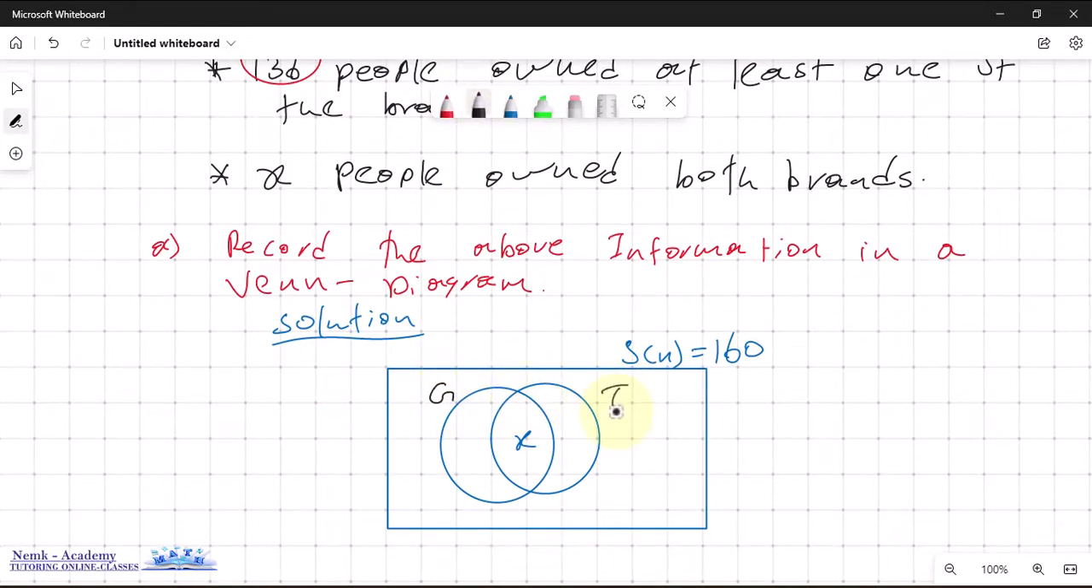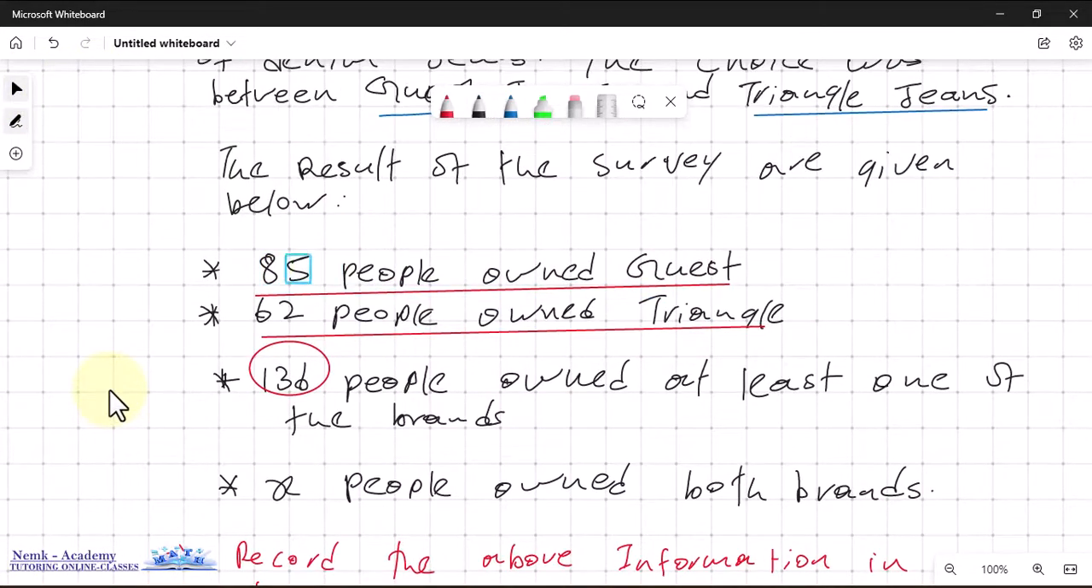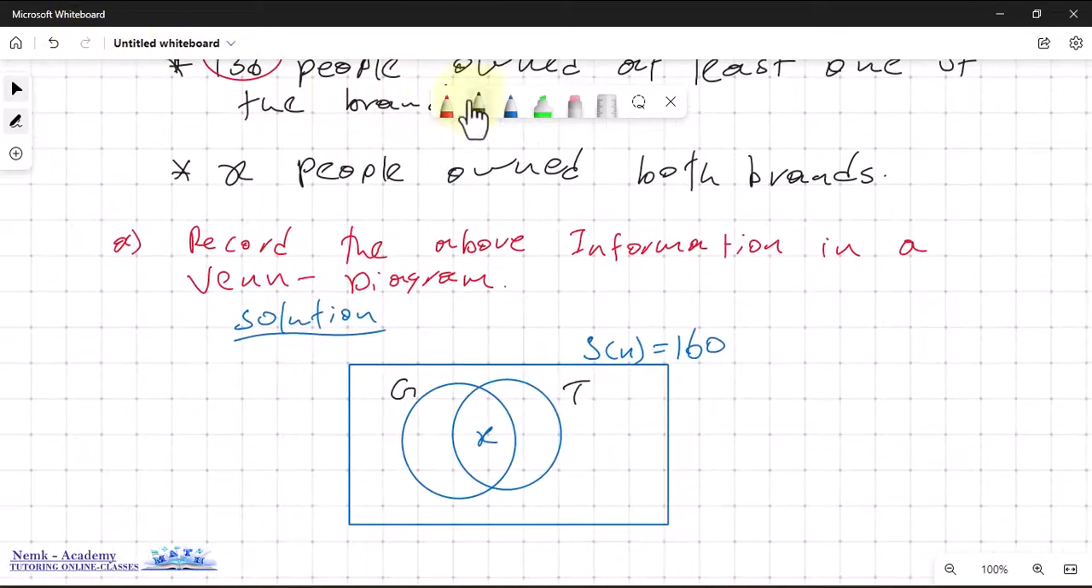Then let's see how many people owned Guess jeans. 85 people owned Guess jeans. It means we have 85 minus X. Do you see that? Why are we saying 85 minus X? Because we have X people who own Guess jeans and Triangle jeans. So we don't know, out of these 85 people, how many owned both Guess and Triangle jeans. So that's why we must subtract X.